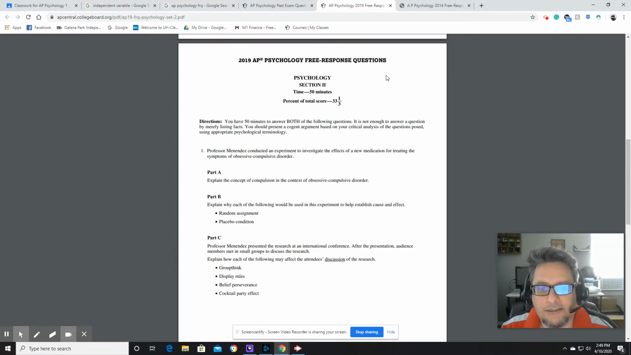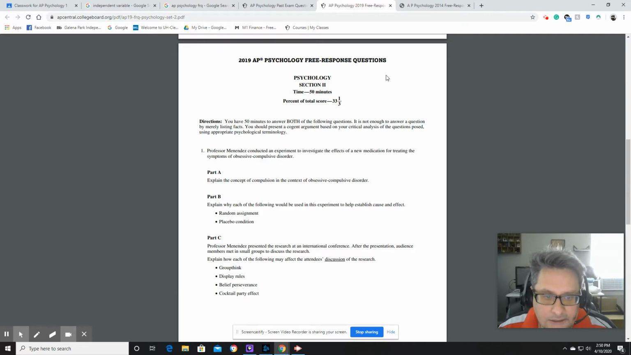So explain the concept of compulsion in the context of obsessive compulsive disorder. Well, the obsession is the thoughts that happen in your head that just keep coming. They're intrusive and they just keep coming over and over again. The compulsion is what you do to alleviate the obsession. So if you think that something bad will happen if you don't check your oven every 5 minutes, then your compulsion is actually going over and opening up the oven door. So that's the relationship between obsession and compulsion, and how the concept of compulsion fits into the disorder.